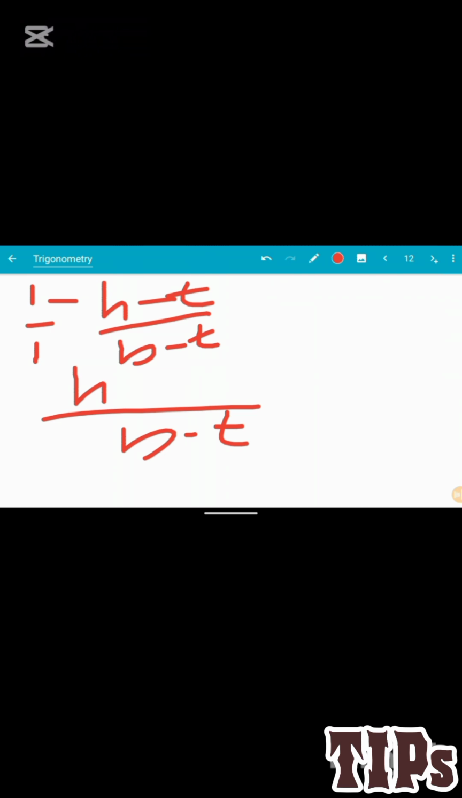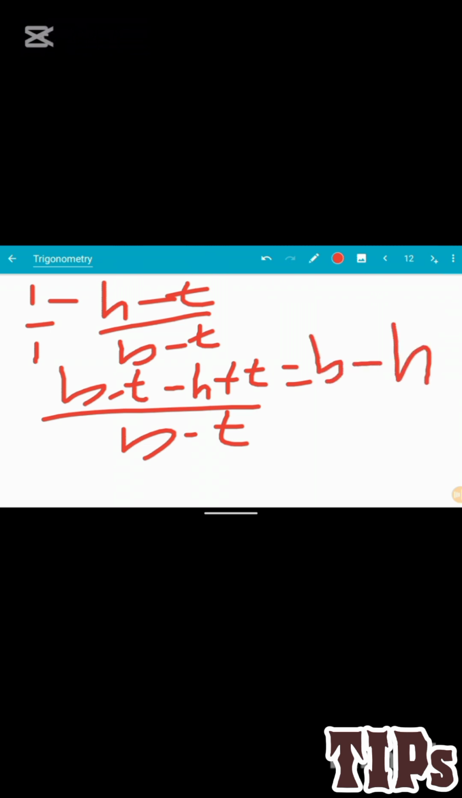So from this now we get b minus t minus h plus t. So therefore from this equation we can get b minus h over b minus t. So this is our cos square theta.